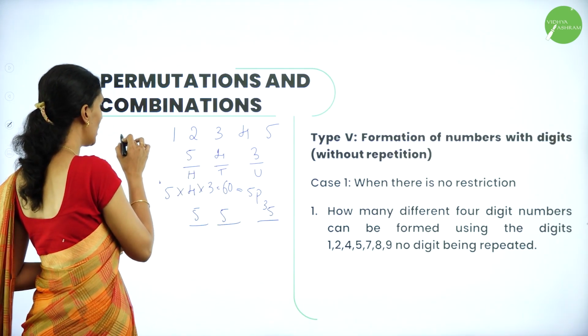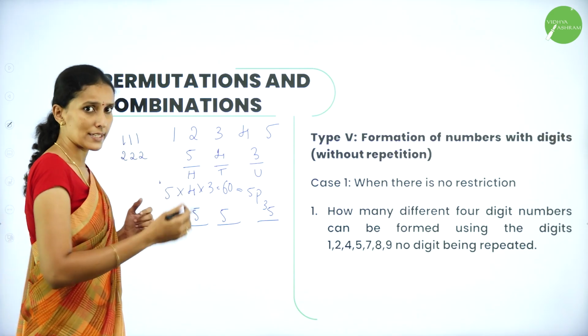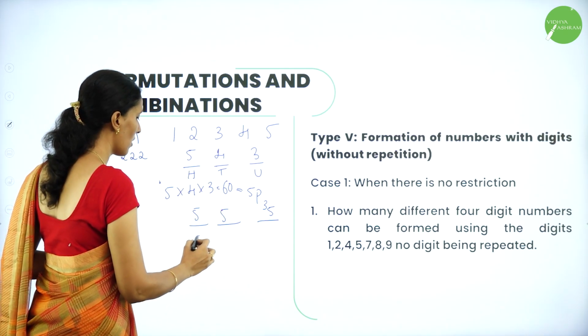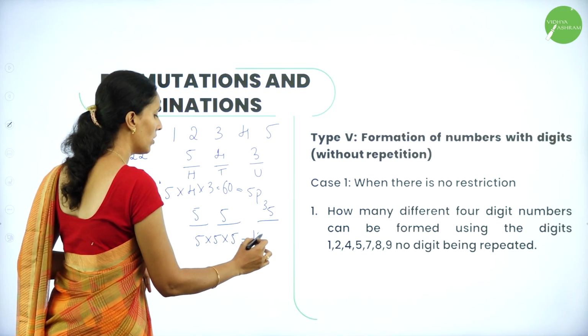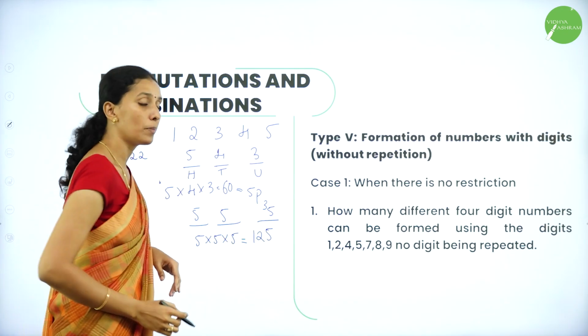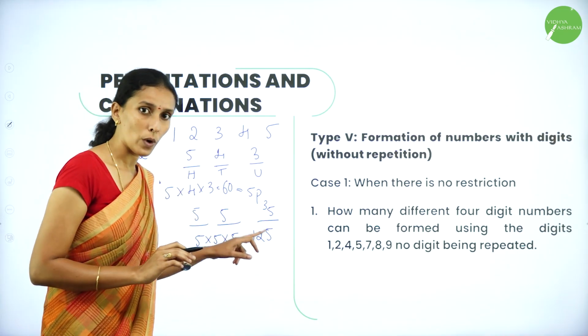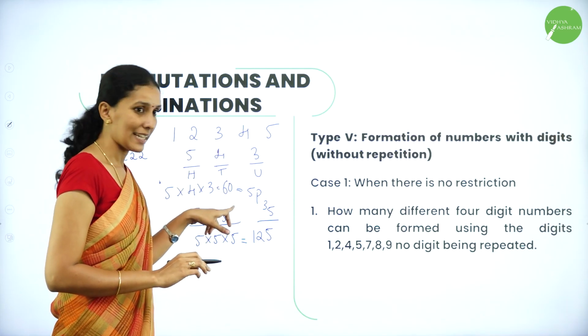Why? Because we have learned that when digits repeat, we can choose the same choices in each place. So, here what happens? 5 into 5 into 5. That is 125 ways of permutation, or the total number of numbers with repetition is 125, from the same digits, while without repetition it is 60.